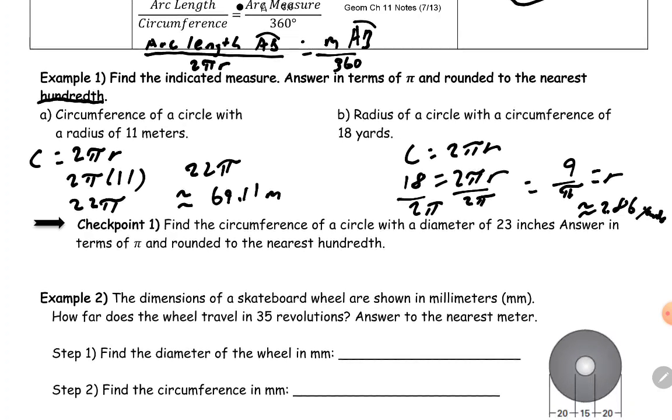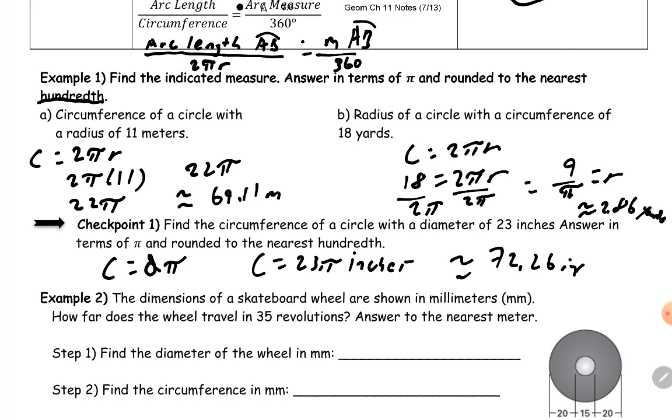Okay, now we have a circumference of a circle with diameter 23. So if they give us the diameter, we just do diameter times pi, or pi d. So this would be 23 pi inches. And if we wanted to do the nearest hundredth, that would be 72.26 inches.